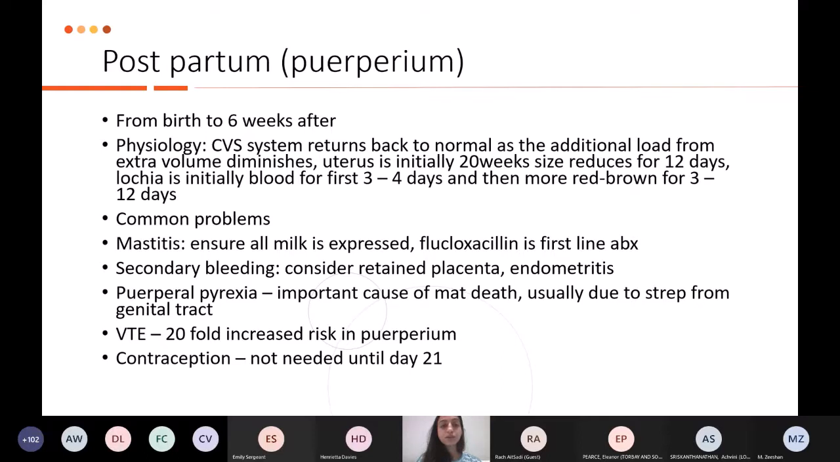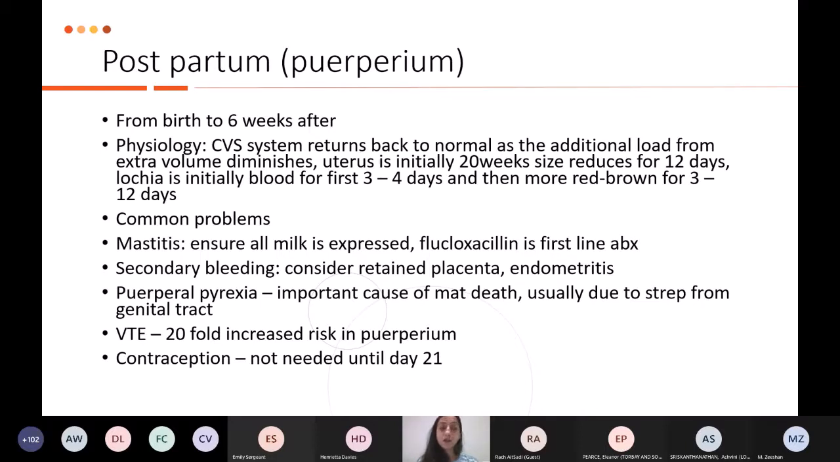And usually the cause is from bacteria that live in the genital tract. You would hopefully not want to miss that. So if you saw a woman who was febrile, tachycardic, tachypneic, septic, you would get her into hospital extremely quickly, and you would do a sepsis 6 as you normally would do.